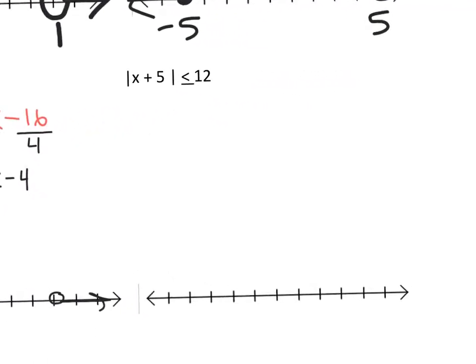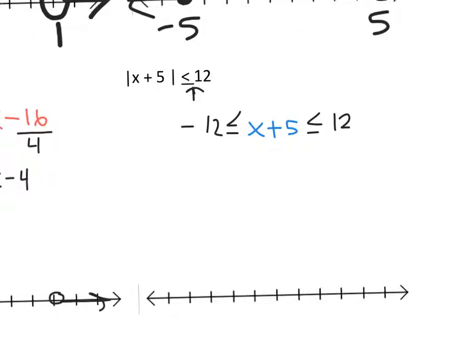Okay, this one, I have absolute value less than. So I'm going to make a nest. So to make a nest, you take your expression that's inside the absolute value. So in this case, it's x plus 5. And I'm going to nest it between, so make the symbols the same as this, a positive 12 and a negative 12. The negative needs to go on the left-hand side.